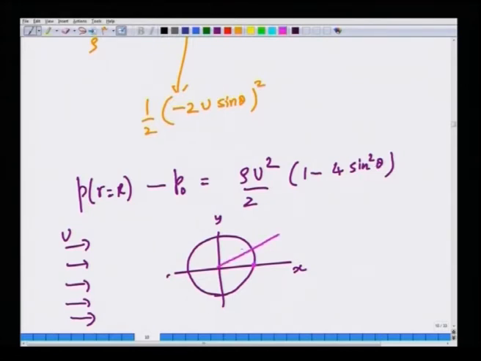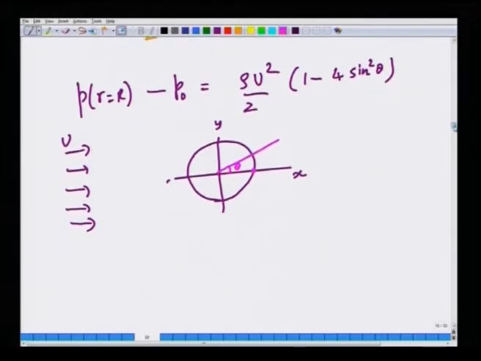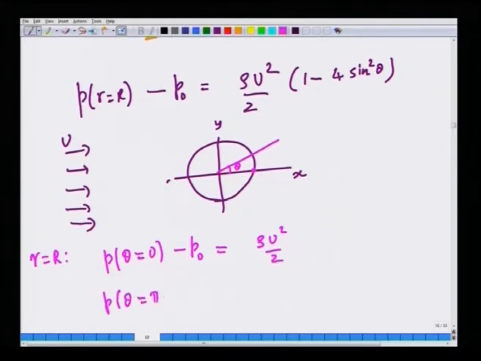So, let us assume this to be theta. When theta is 0, sin theta is 0. So, the pressure at r equals R is only a function of theta. We are fixing r equals R. The pressure at theta equal to 0 minus p naught, which is the constant pressure, is rho u squared by 2. Now, the pressure at theta equal to pi by 2.